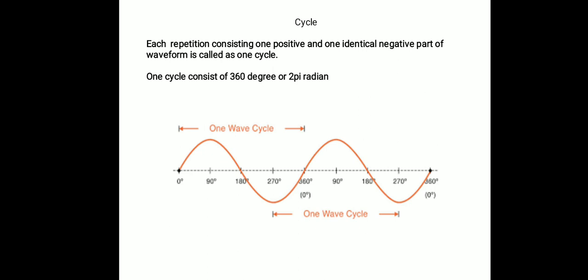So one cycle is indicated here on the top of the waveform. One cycle consists of a positive part and one identical negative part. That whole part is called one cycle. And one cycle consists of 360 degrees or 2 pi radians. In degrees it is 360 degrees, and in radians it is 2 pi radians. So what is a cycle? It is the combination of a positive part and an identical negative part. That combination is called a cycle, or it is also called one wave cycle.